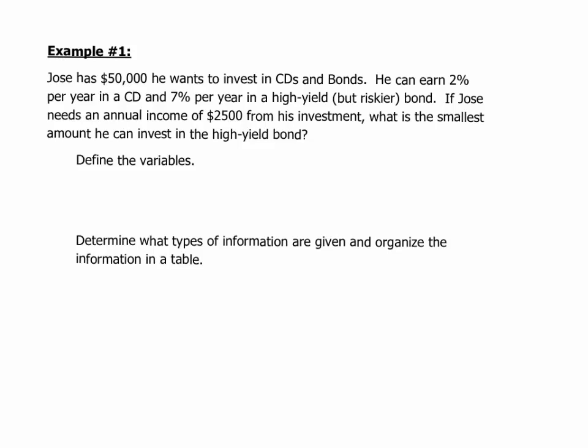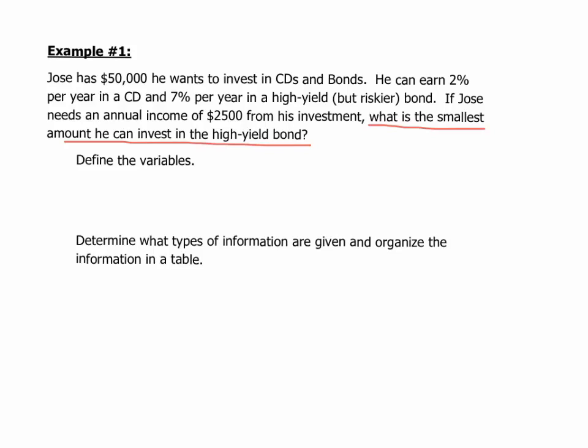When I'm reading through this, the first thing I'm thinking of is what types of information I am given and what is the question that I'm being asked, and that question is going to help me define my variables. So looking at the last sentence, frequently I can determine the question that I'm being asked, and this will tell me what my variables need to be. It says, what is the smallest amount he can invest in the high yield bond? We need to know how much he's going to invest in that bond.